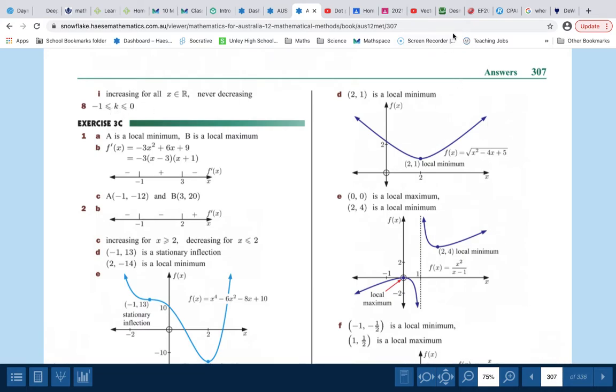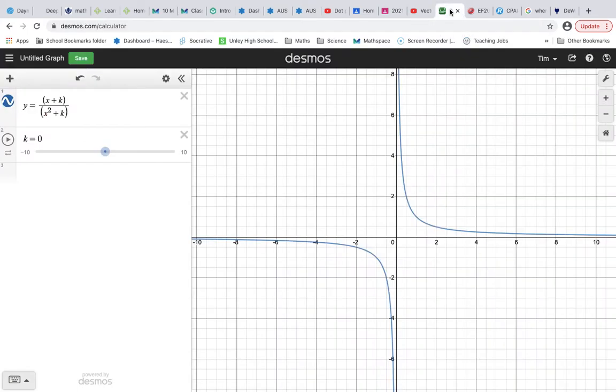Okay, now on Desmos, I thought I could show you what this looks like. Firstly, there's our function. I've typed it in here. If k equaled 0, right, you would be left with x on x squared. And you might have actually been able to think about this before you even started the question. Just imagine, well, what if k equals 0? What would I be left with? I'd actually be left with 1 on x.